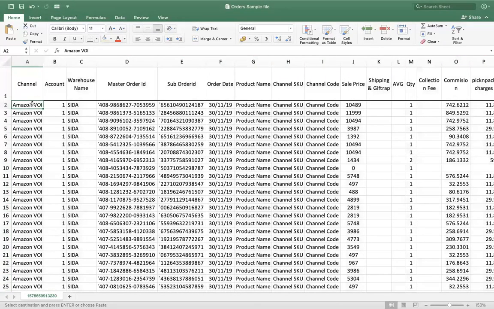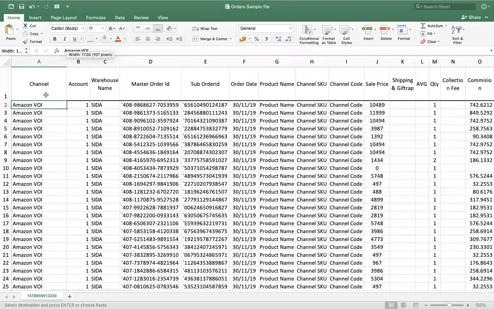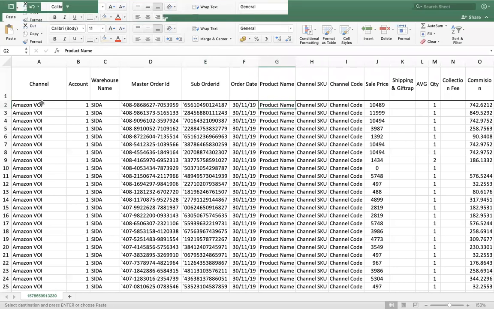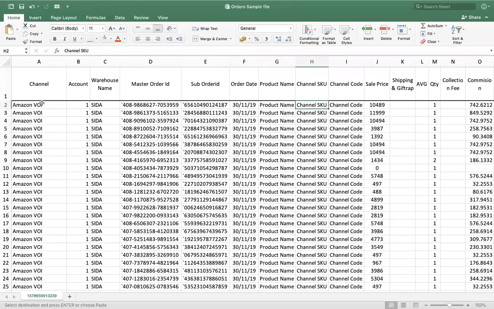So the Excel file that our system throws out will look something like this. It shows you the channel, the master order ID, the sub order ID, what was the order date, what was the product name, what was the SKU of the channel code, which is the ASIN, what was the selling price. So let's say if I talk about this, the particular selling price was 10,489 rupees. The quantity sold was one.